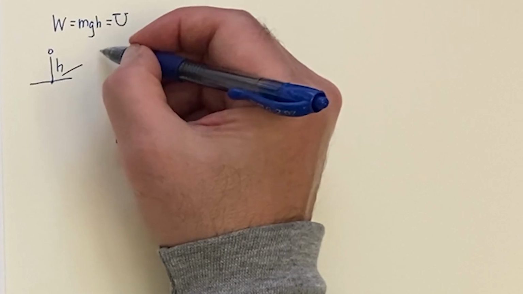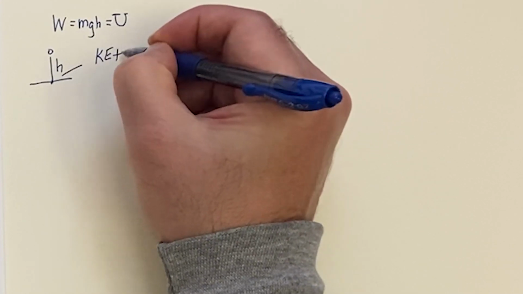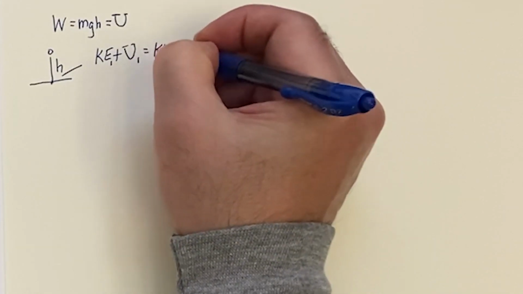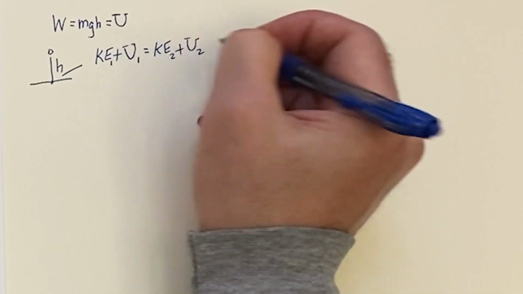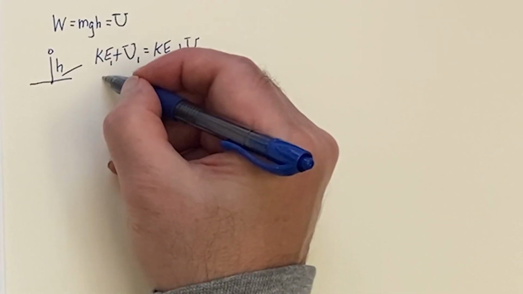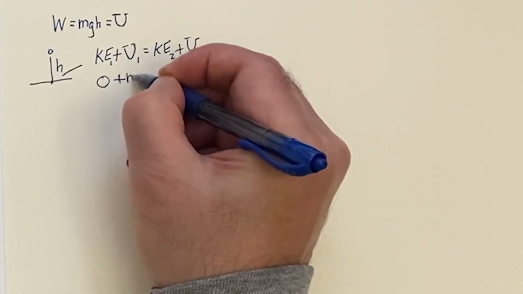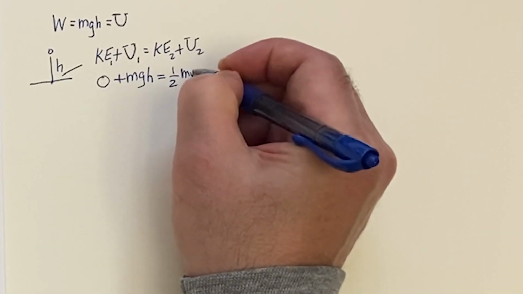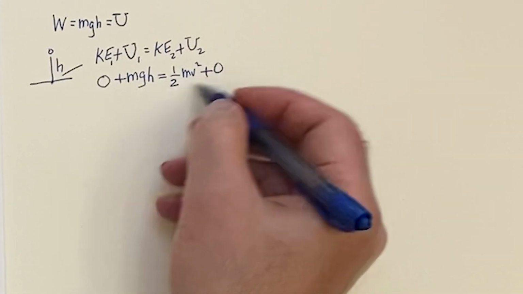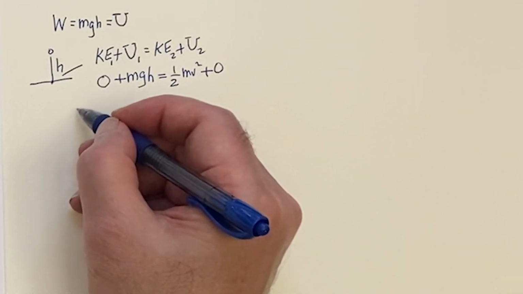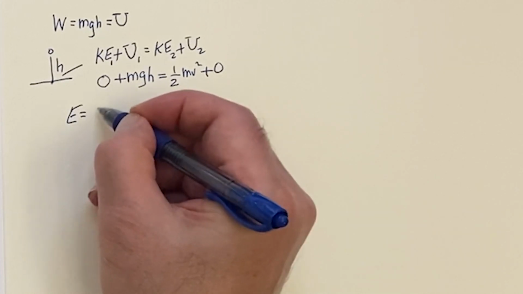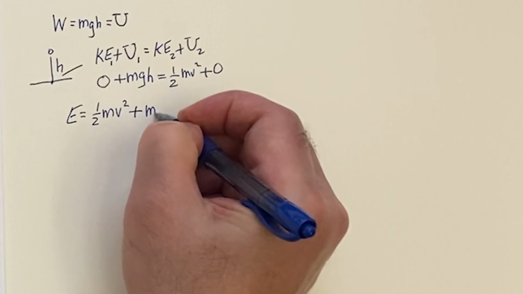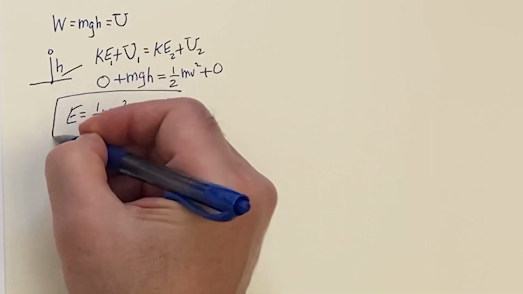So what they do is they'll write down, for example, kinetic energy plus potential energy, say at point 1, is equal to the kinetic energy plus potential energy at point 2. So here at the top you had 0, and then here you had mgh, and then here you have 1/2 mv squared and no potential. So in general, though, you could have a little bit of both. So the total energy would be 1/2 mv squared plus mgh. So this is a conservation of energy.